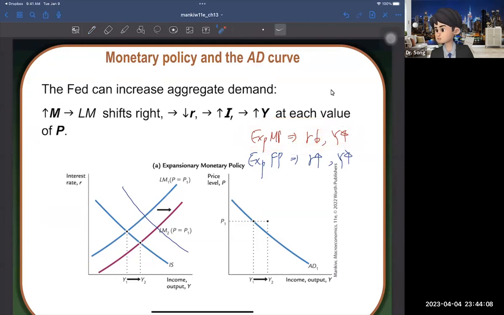That's the channel of expansionary monetary policy. By lowering the interest rate, we have higher investment. That's why the AD curve shifts to the right. On the other hand, with expansionary fiscal policy, in the end, the result is that the interest rate is increased. That's a different effect. Okay.